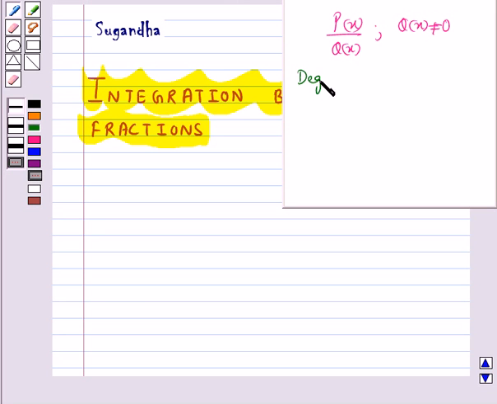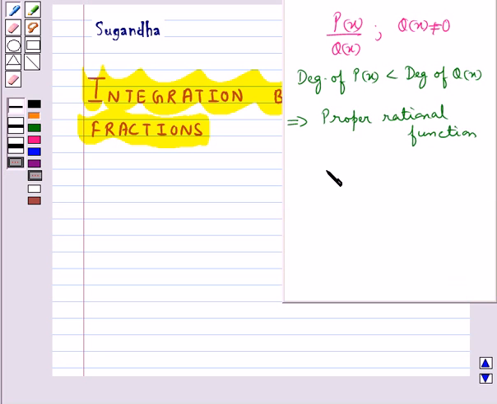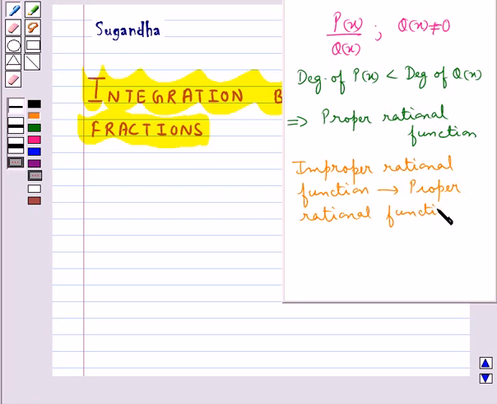Now if the degree of the polynomial p(x) is less than the degree of the polynomial q(x), then the rational function is a proper rational function. Otherwise, it is called an improper rational function. And the improper rational function can be reduced to a proper rational function by long division process.